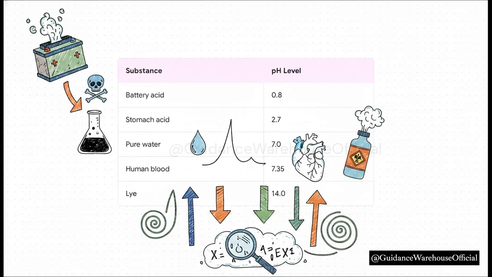Take a look at these pH levels. Battery acid sits at 0.8, human blood is tightly regulated at 7.35, lye is way up at 14. Now, on paper, the gap between these numbers looks incredibly small, right? But in reality, a drop of just one single point on this scale means a substance has become 10 times more acidic. To understand why, we have to look at the invisible math hiding inside these numbers.